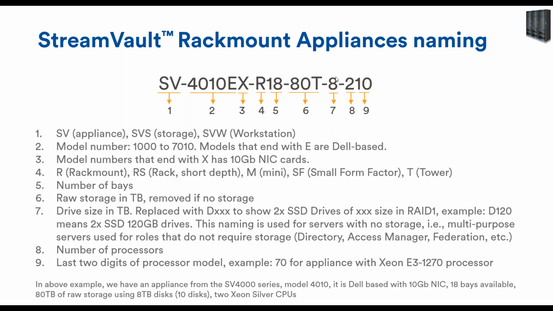The next number is the size of each drive that you're going to have in your system. So in this example, we have 8 terabyte drives. That means that we have 10 times 8 terabyte drives for the 80 terabytes of storage. And the last number is the number of processors in this one. So as we can see, 2 processors, and the last 2 digits are for the model of the processor.